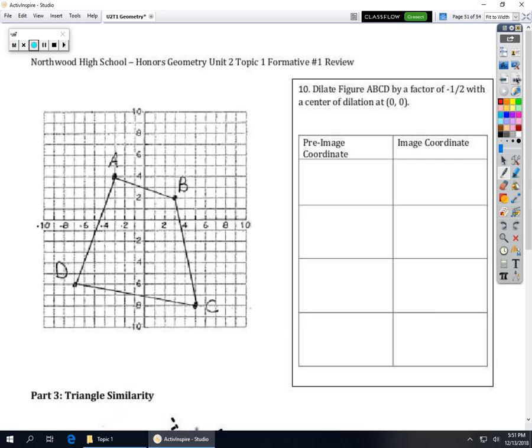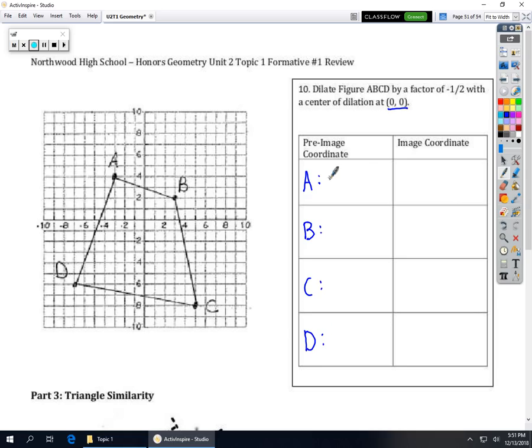All right, here again, it's another dilation. Thankfully, it's at 0, 0. You shouldn't see any negative dilations that are not at 0, 0. That is a bit too difficult for the scale of this class. A, B, C, and D. So let's write the points again.